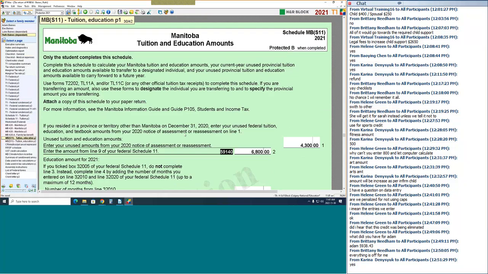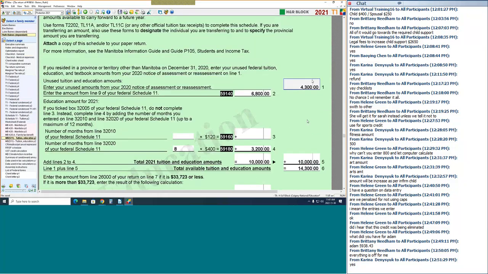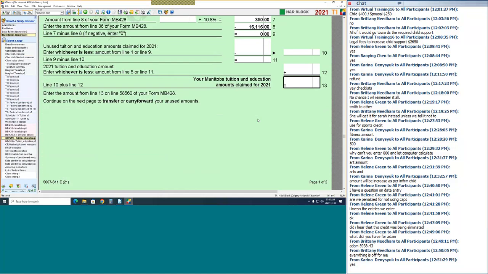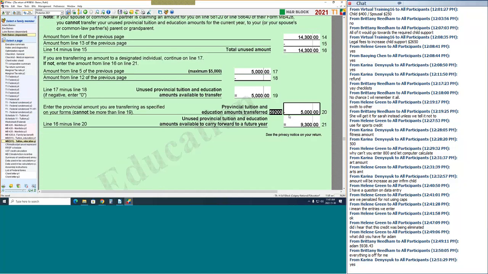And again, tuition here, provincially, carry forward, plus tuition. Now we're going to add 400 times 8 months. Total tuition education amounts 10,000 from this year plus the old. She doesn't need to use any. It will allow her to transfer the max and save the rest.